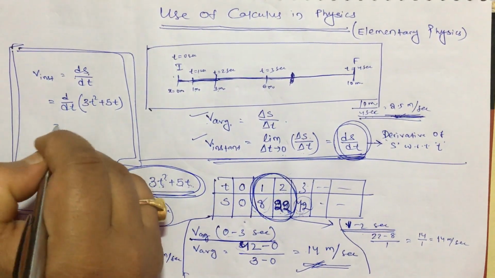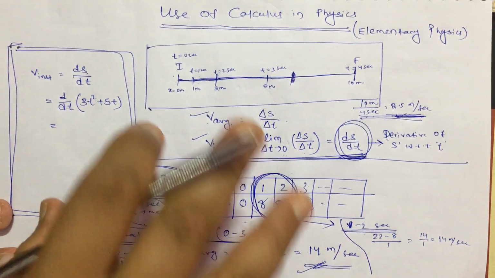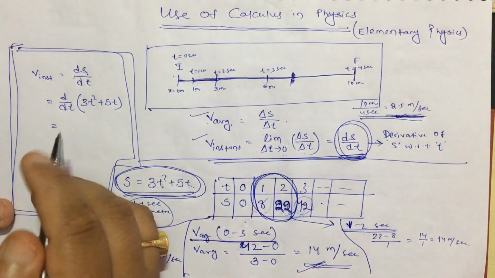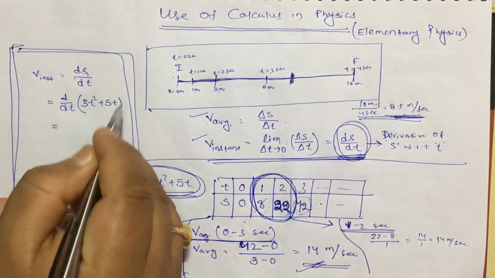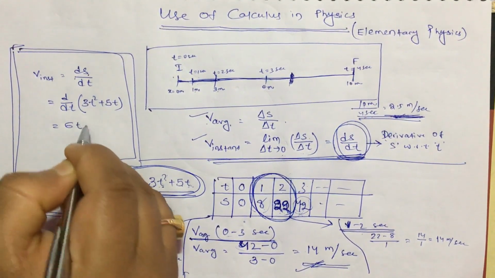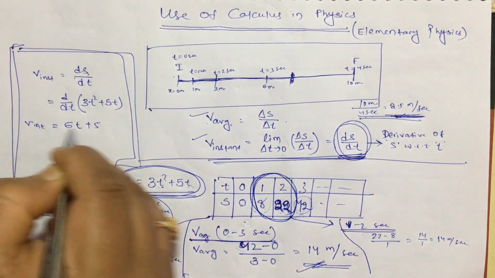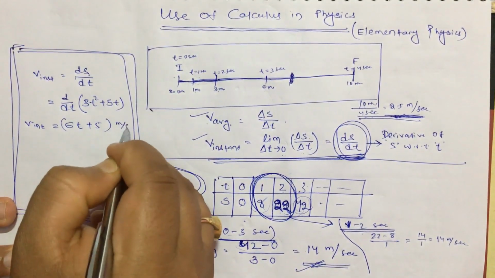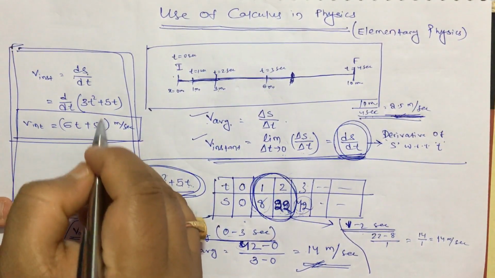Now by using the formula, I am not telling the formula here. We will go to the formula. I was just telling you what is the importance. So by using the formula, I found that if you solve this, you will get 6t plus 5. So what is the V instantaneous formula? It is in meter per second. So I got the answer by using derivative. How, that I will tell you.